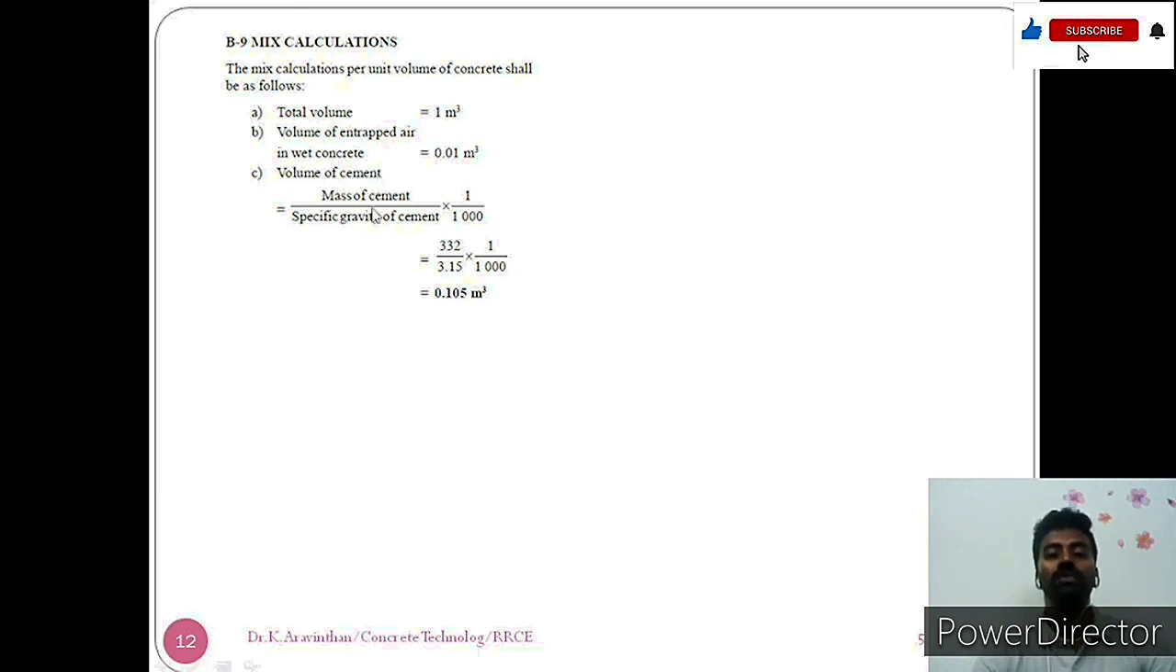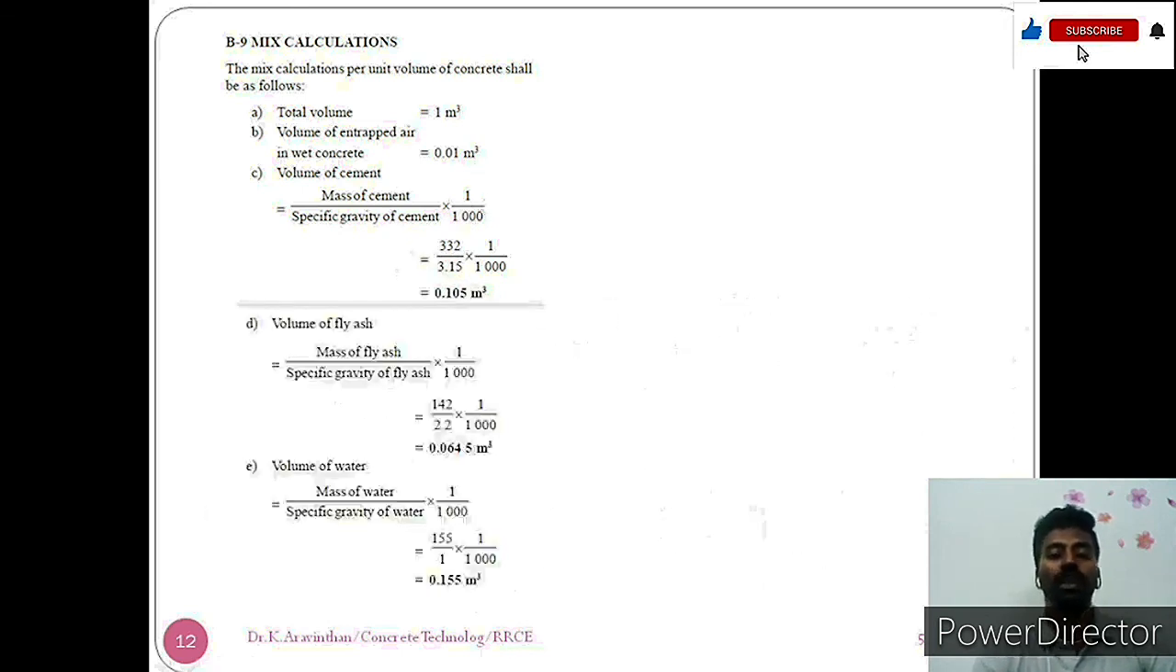So total mass which we arrived as OPC. Here the volume of cement indicates ordinary Portland cement. So the OPC we are using is 332. Their specific gravity is 3.15. If you divide that and multiply by 1 by 1000, you will be getting 0.105 meter cube.